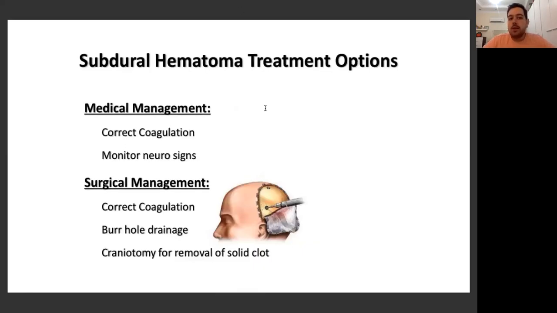So how do you manage subdural hematoma? This is not really related to stroke, but we have medical management: if the patient has a high bleeding diathesis, we correct it. Or we can have a surgical option, either hematoma evacuation by craniotomy or burr hole drainage, where you basically make a hole in the skull and start to drain the hematoma.